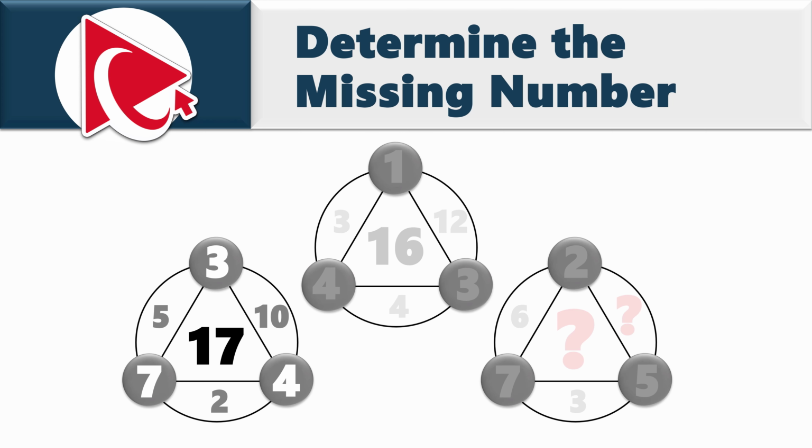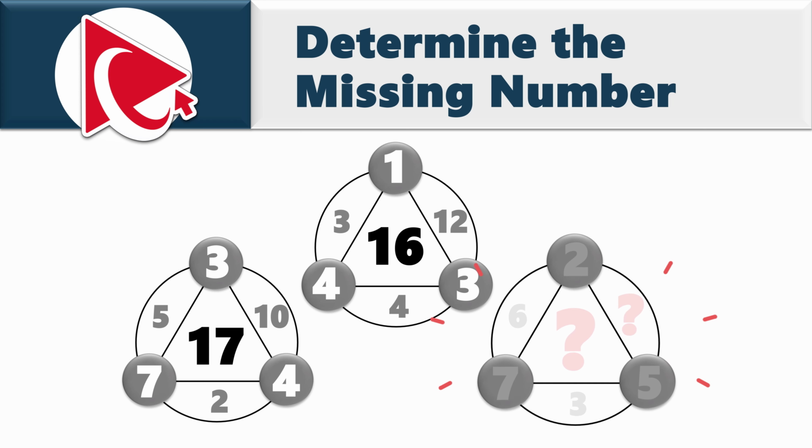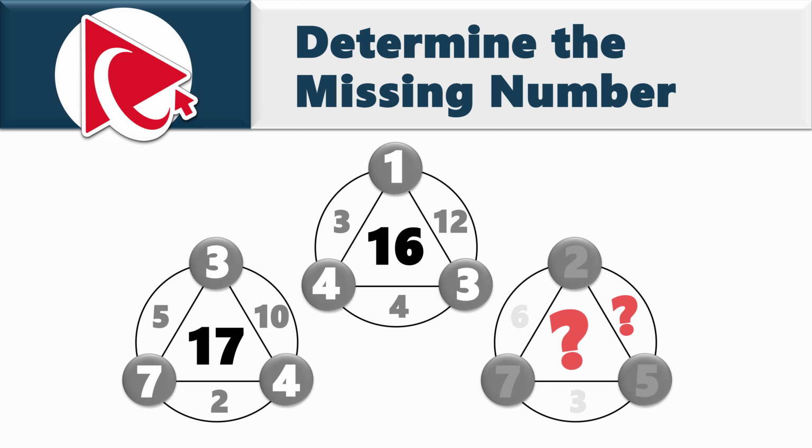The second shape has number 16 in the middle, numbers 4, 1, and 3 inside the small circles, and numbers 3, 12, and 4 inside the large circle. The third shape looks more interesting. It has 2 numbers missing, but the numbers in the small circles are 7, 2, and 5, and the other 2 numbers that are present are 6 and 3. Your goal is to calculate 2 missing numbers and select them out of 4 possible choices.